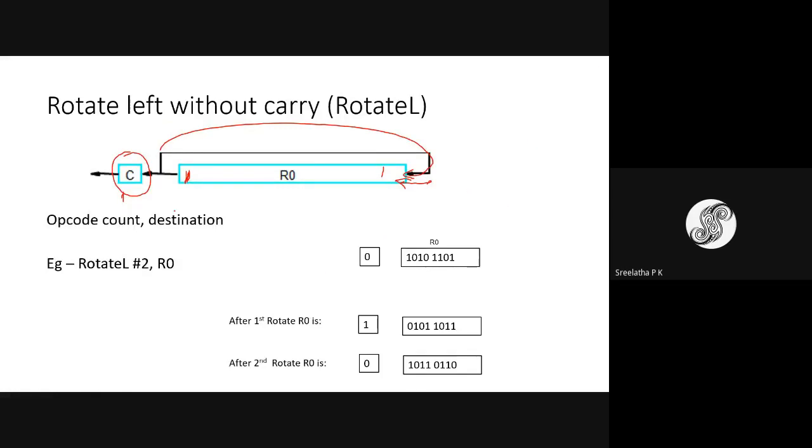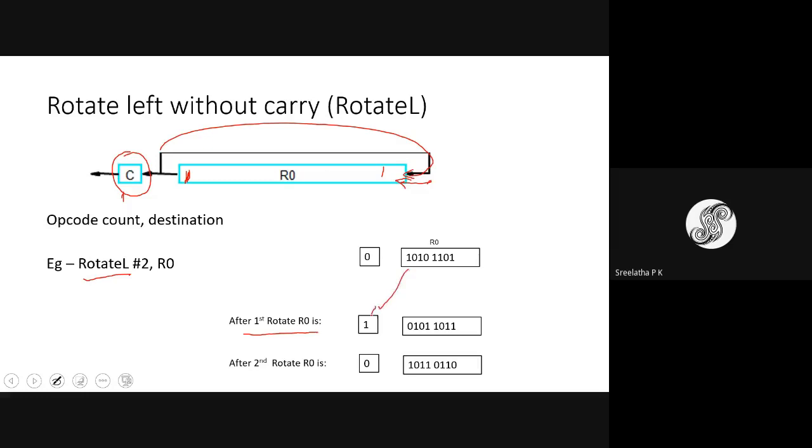Okay, now you can observe the opcode. This is rotate left, rotate left by 2 bits. So to avoid confusion, we are doing it step by step. First, one shift, what happens is this.